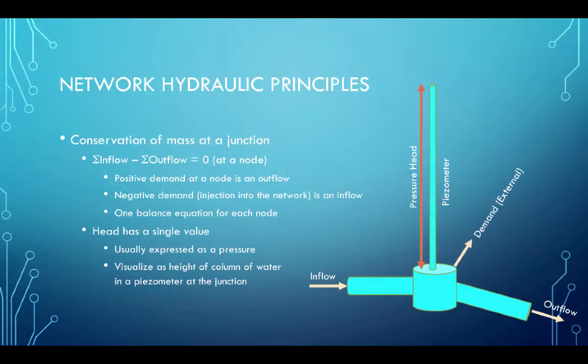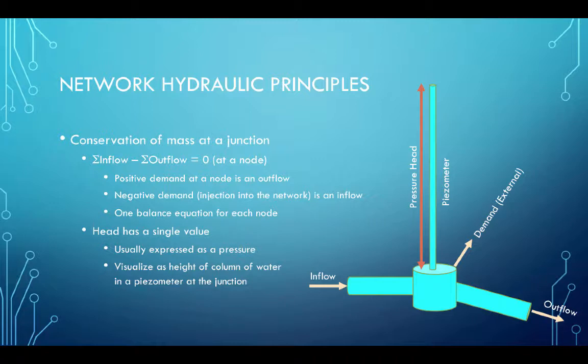The hydraulic principles: there are two principles that we involve in steady flow network simulation analysis. The first is conservation of mass at a junction. It says that the sum of the inflows minus the sum of the outflows equals 0 at a node. Positive demand at a node is an outflow. Negative demand is an inflow. And there's one balance equation for each node.